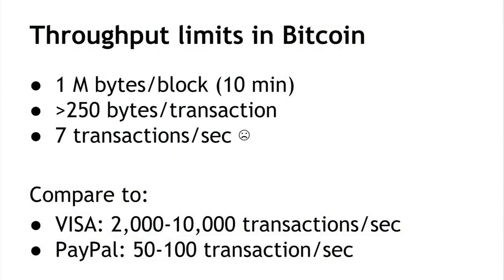You can also look at PayPal, which is not as big or as old as Visa, but even PayPal can handle 100 transactions per second at peak times, so an order of magnitude more than Bitcoin.